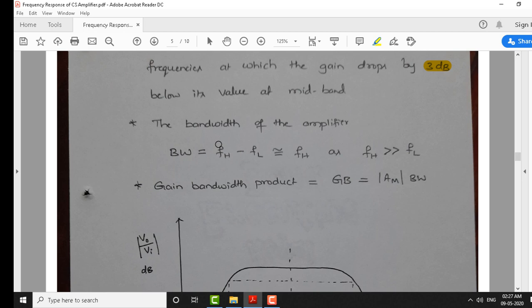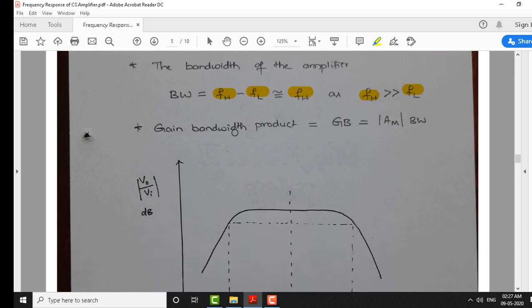Now to find out the bandwidth of an amplifier, which is the most important parameter of the amplifier, bandwidth equals the difference between the upper cutoff frequency and the lower cutoff frequency. The difference is the bandwidth. Since for this common source amplifier, FH, the upper cutoff frequency, is far greater than FL, this FL can be neglected. So bandwidth becomes approximately equal to FH. The gain bandwidth product remains almost constant. Its expression is obtained by multiplying the mid-band gain AM with the bandwidth of the common source amplifier.